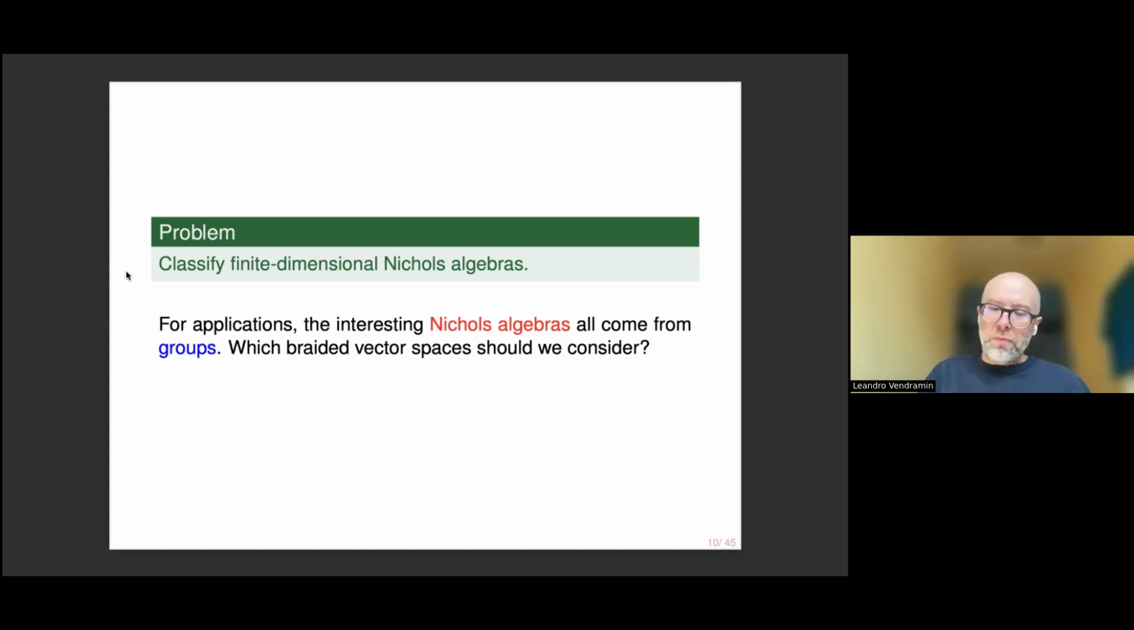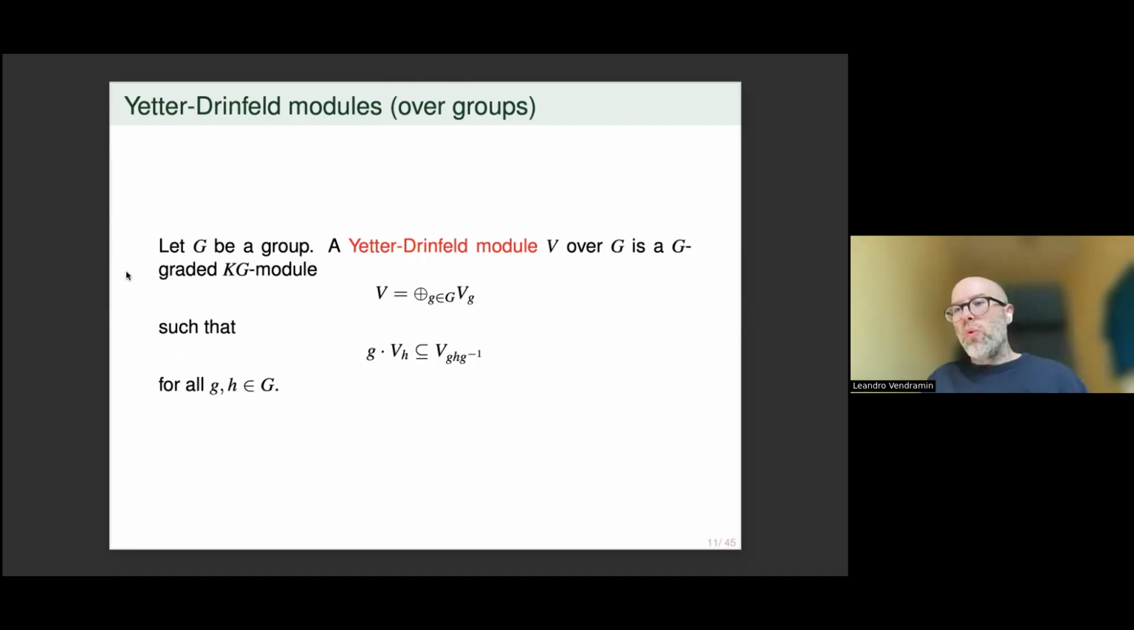But there is a better way of presenting these braidings of group type. There is a more algebraic framework, using the language of Yetter-Drinfeld modules over groups. So you fix a group G, and then a Yetter-Drinfeld module over, say, G or kG will be a graded G-module.